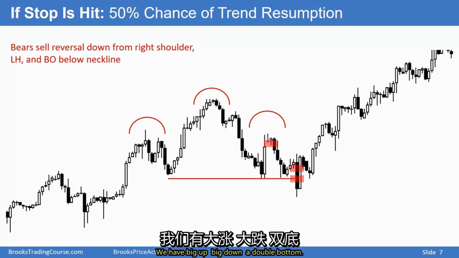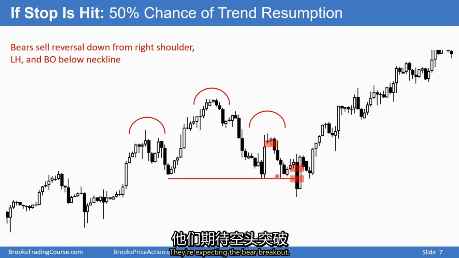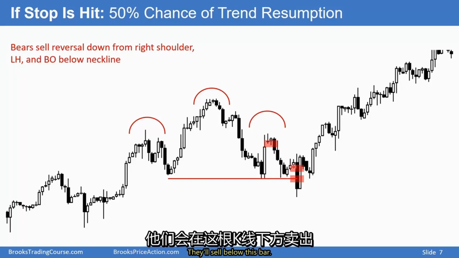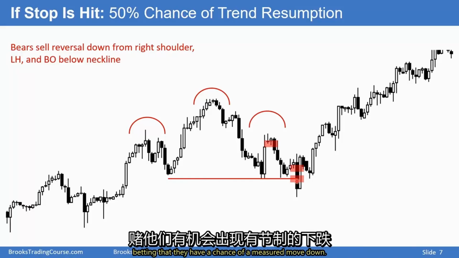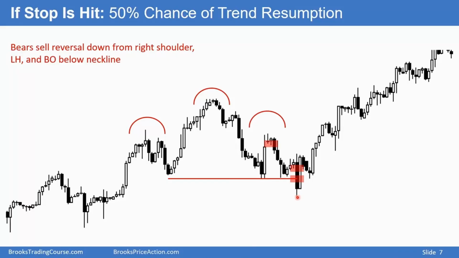We have big up, big down, a double bottom. They're expecting the bear breakout. They'll sell below this bar. Others will sell at that low, this low, or that low on a stop, betting that they have a chance of a measured move down.